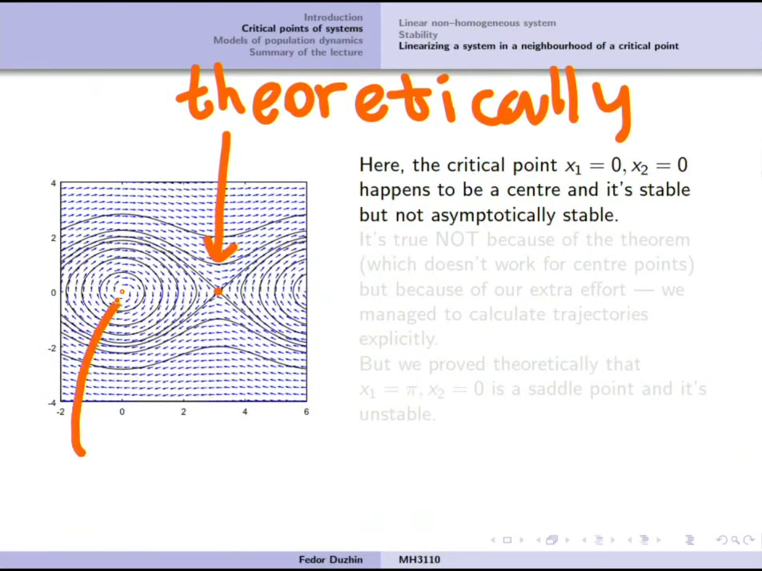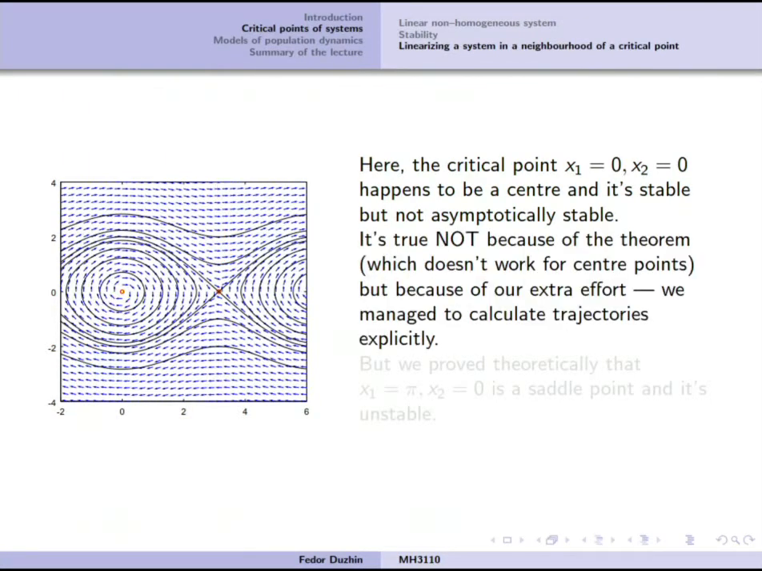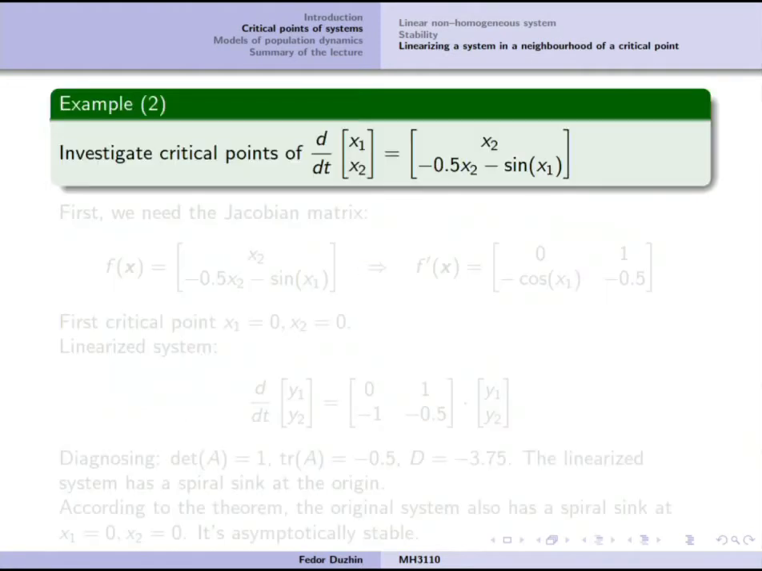For the other one, (0, 0), the theorem was inconclusive, but recall that in the last lecture we calculated trajectories and saw that they are closed loops, closed cycles around this critical point, which means that it is indeed a center. But not because of the general theorem, but because of our extra effort. But at least the other one, (pi, 0), we did theoretically. All right.